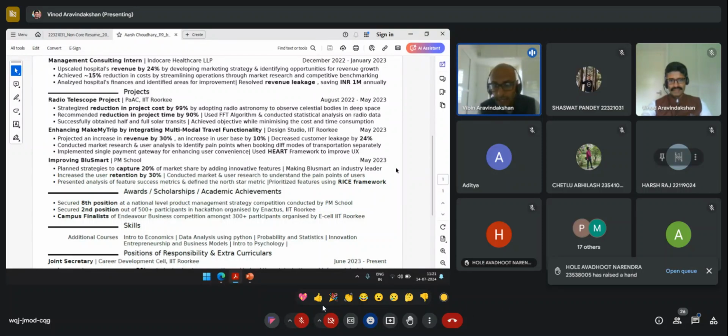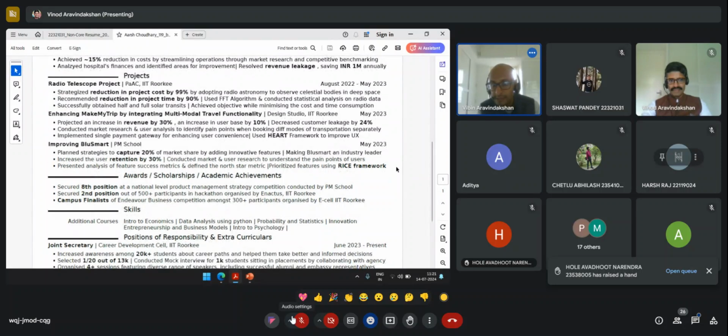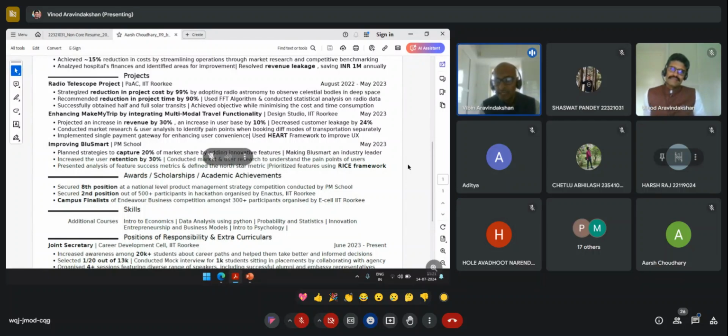I see Avadut Narendra having a raised hand. Go ahead, man. Yes, sir. Actually, you just said something about the title. For example, for the radio telescope project, what title would you like to suggest to mention in the resume? So if it was a strategy work, I would say it's a consultant. If it was a consulting role that you have pulled in, you say consultant, radio telescope project, right?